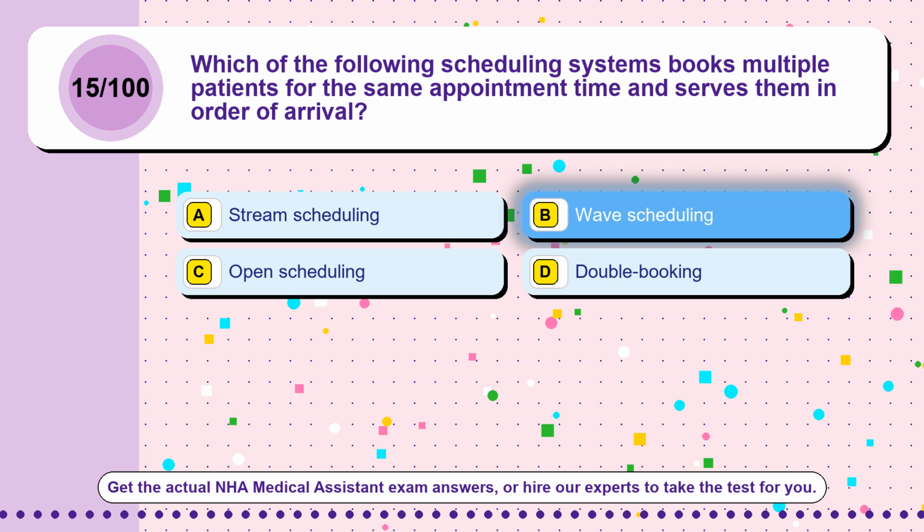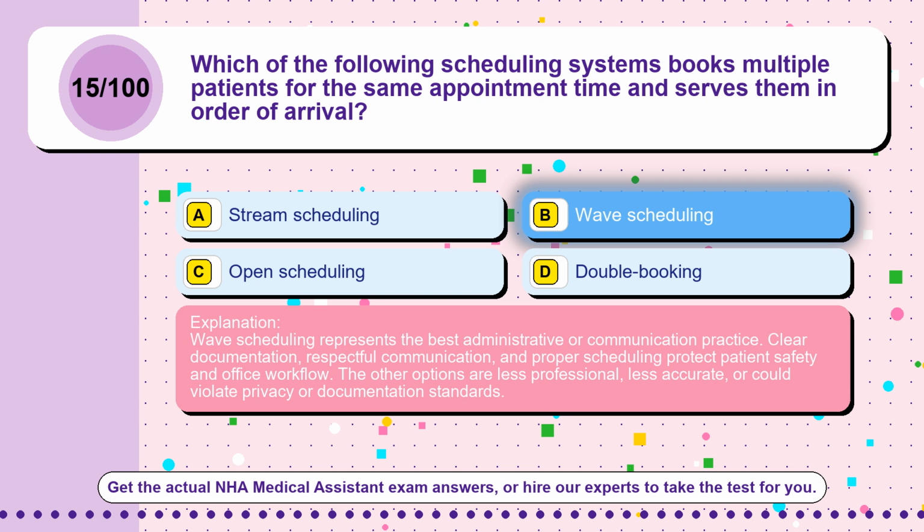Wave scheduling. Wave scheduling represents the best administrative or communication practice. Clear documentation, respectful communication, and proper scheduling protect patient safety and office workflow. The other options are less professional, less accurate, or could violate privacy or documentation standards.